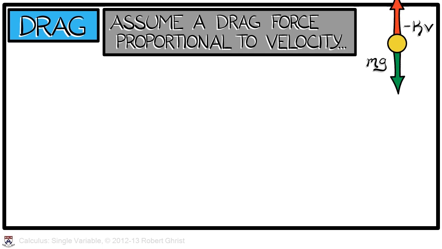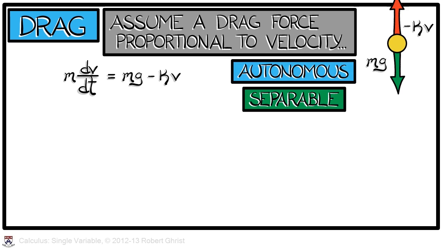Pointed upwards is the drag force that is assumed proportional to the velocity v by some constant of proportionality, kappa, the drag coefficient. Newton's law says that the mass times the acceleration, dv/dt, is equal to mg minus kappa times v. And here we have an autonomous and separable ordinary differential equation. By doing a little bit of factoring and algebra, we can move to the left-hand side the quantity v minus mg over kappa, all in the denominator. On the right-hand side, what is left over is negative kappa divided by m dt.